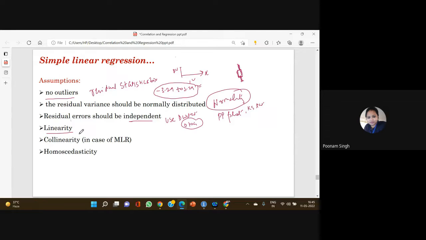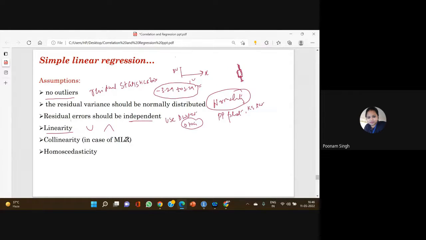Next is linearity. There should be a linear relationship between two variables in the correlation. If not, then the model will not be significant. As I told you, linearity is a must. To check for the linearity, create a scatter plot. If your points form a curve type of diagram or any cone type of diagram, in that case, use non-linear regression. If such a case arises, means if data is not linear.